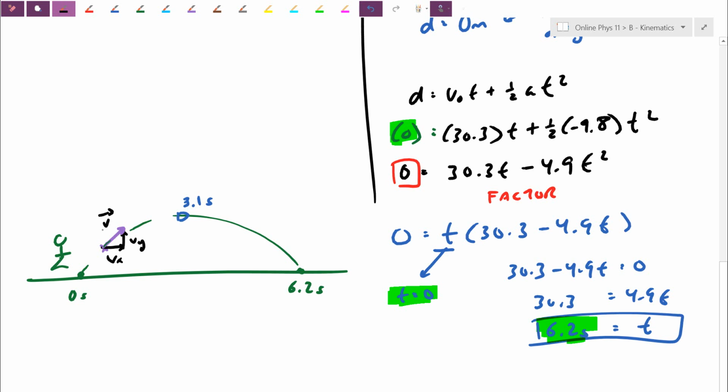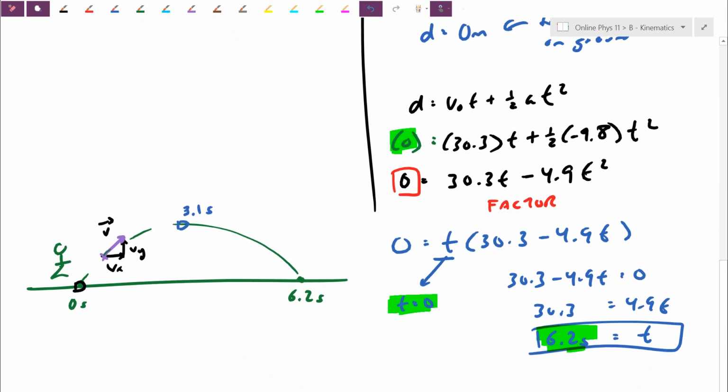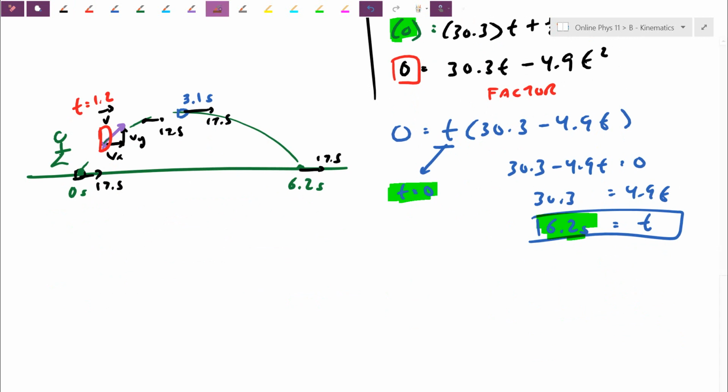The x is always going to be easy. In the x direction here, I had kicked it at 17.5. No matter where you are along this path, the horizontal is going to be 17.5, even final, 17.5. So even at this random time that I gave you in part B, 1.2 seconds, I know the x direction. Let me just resketch that part there. I know the x direction is at least 17.5.